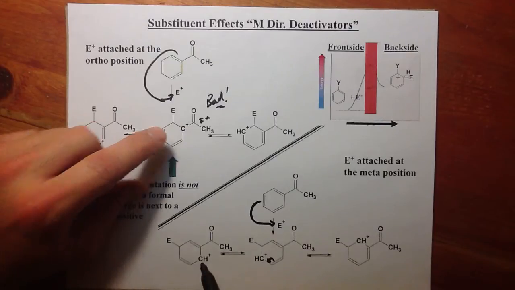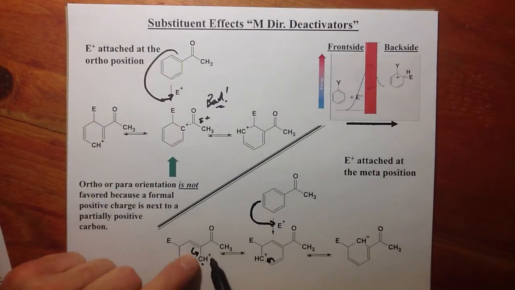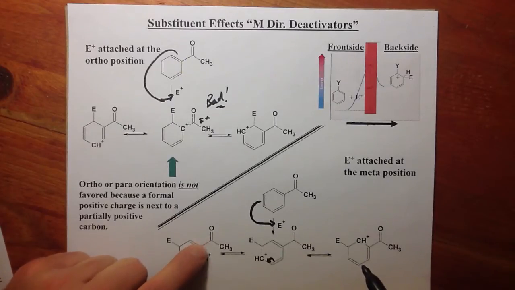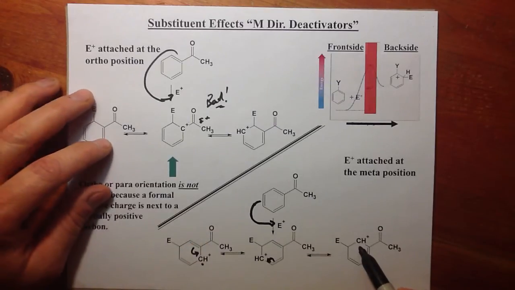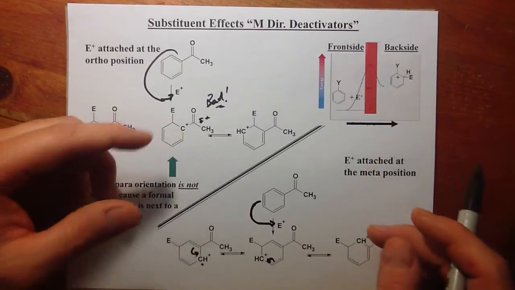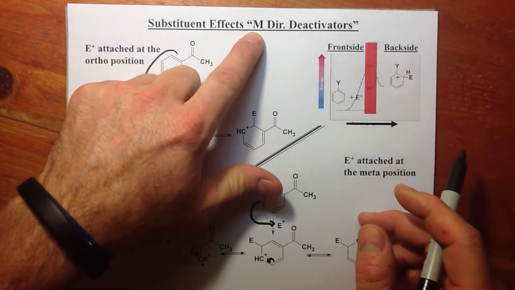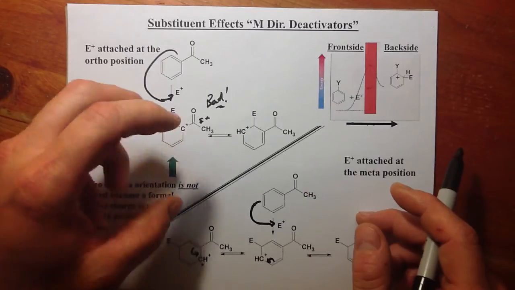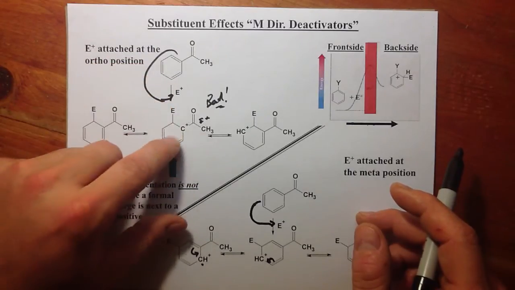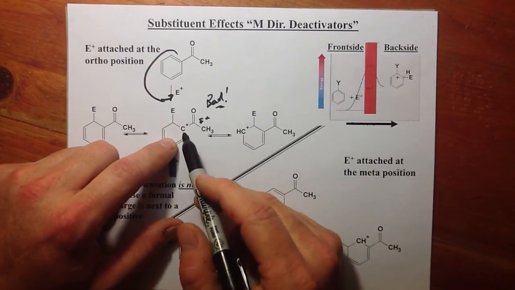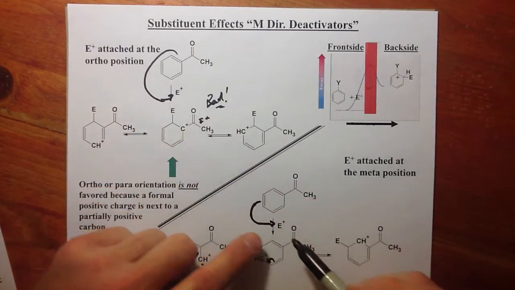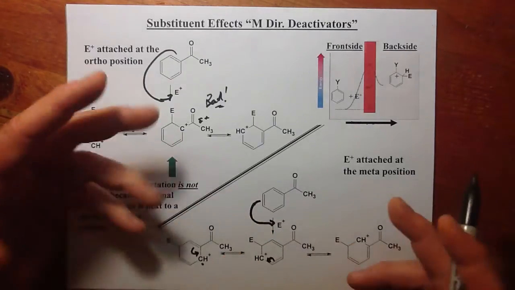Pi to pi, the positive charge would go here. But then again, we skip that carbon on purpose so we can avoid being with positive across from a partially positive, and we jump to this position. So that's why it's an avoidance thing. We put the group at the meta position to avoid the bad intermediate, a very unstable intermediate, structurally and stability-wise. We avoid it by not putting this at the ortho and para positions, but by putting it at the meta position.